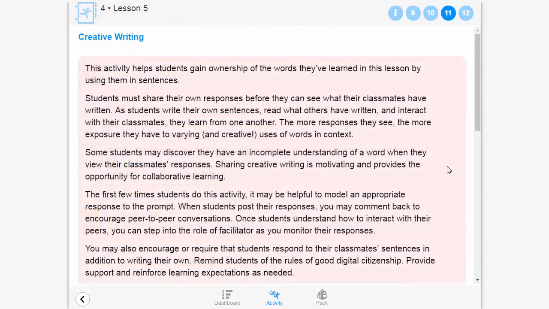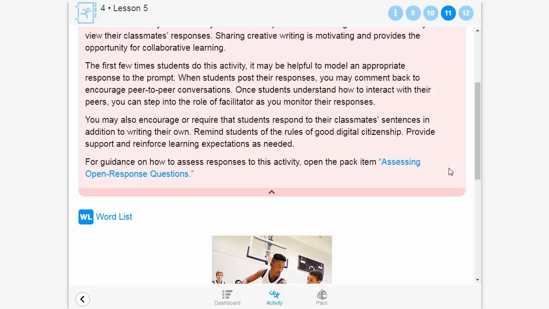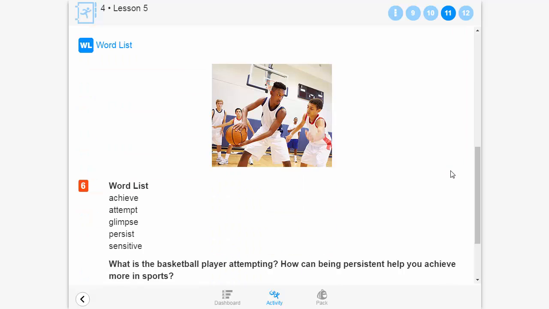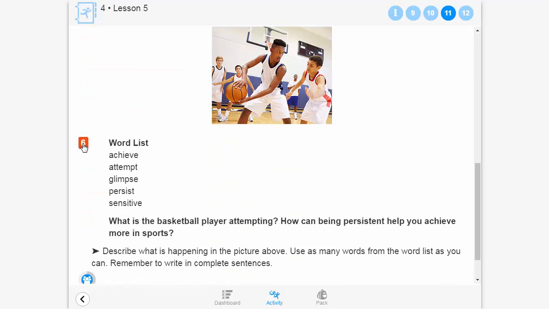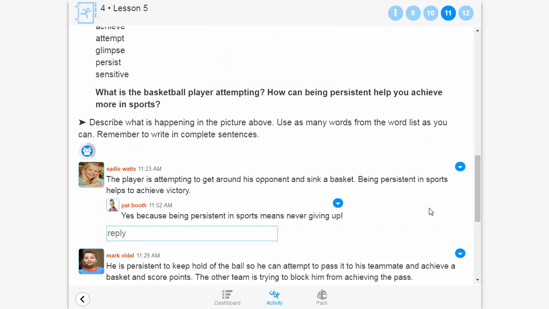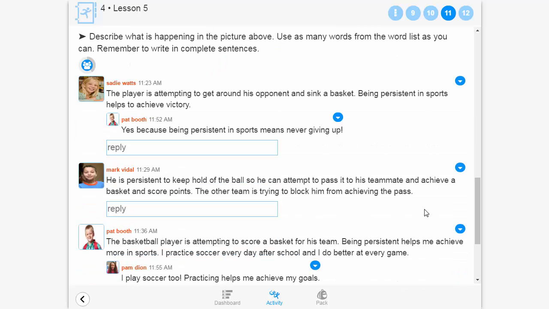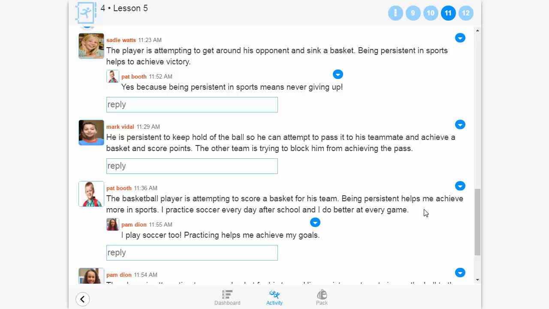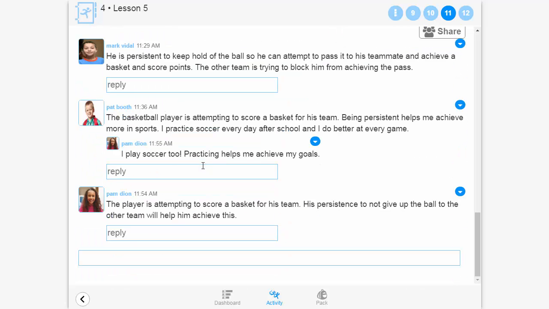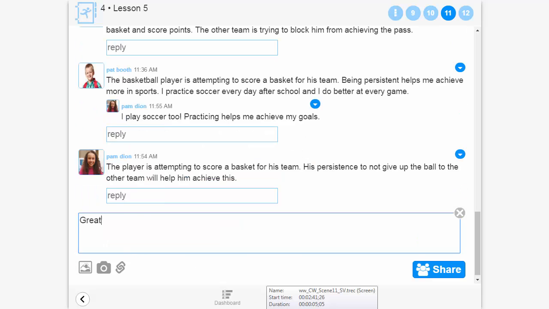Here is the teacher view for creative writing. As students write sentences and respond to one another, teachers can see students' work in real time. They can check to see if the class as a whole is grasping a particular word or if specific students need help. Teachers can respond to individual students one-on-one or make comments to the entire class.